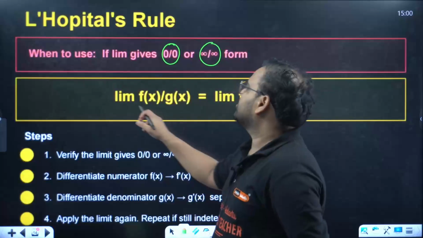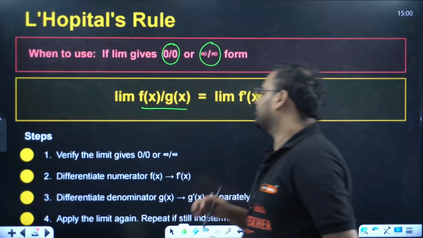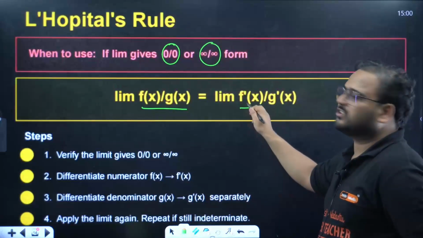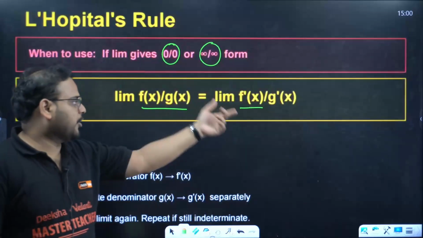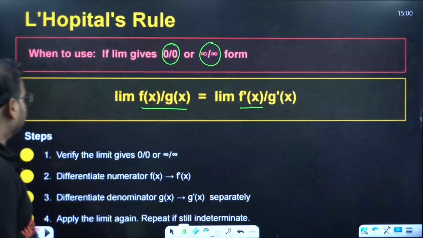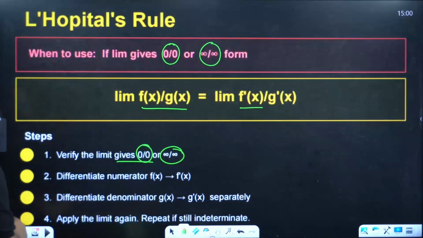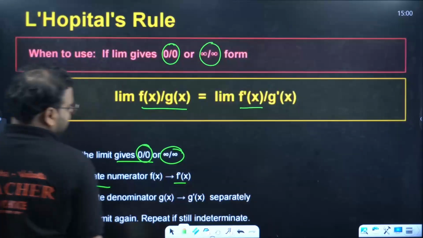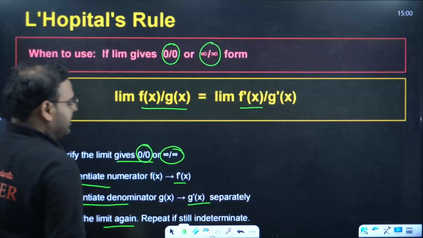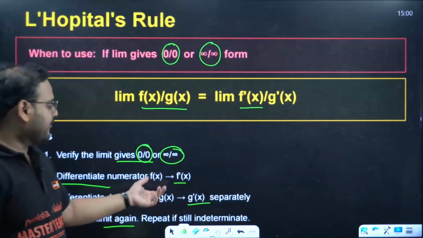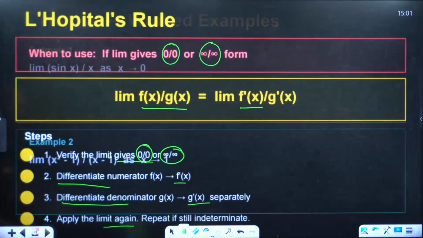So how do you solve it? If you have a rational function f(x) by g(x), and you want to find the limit of that, you can do the same thing by differentiating the functions as f dash by g dash. You differentiate both numerator and denominator, and continue with the same limit, you will get the same result. Verify the limit gives 0 by 0 or infinity by infinity. Check for these two conditions for indeterminate form. Differentiate numerator as f dash of x, differentiate denominator as g dash of x, and then apply the limit again. If you're still getting the indeterminate form after this step, apply the same approach again. Keep continuing, and you'll get the answer.